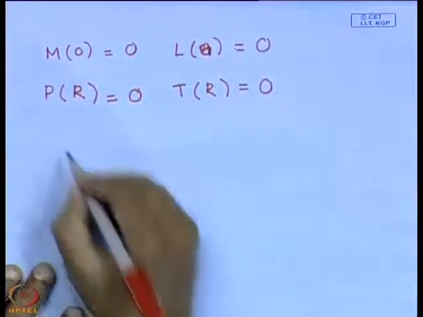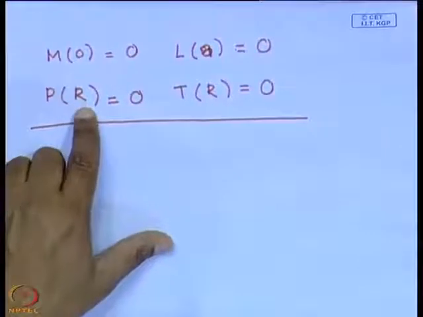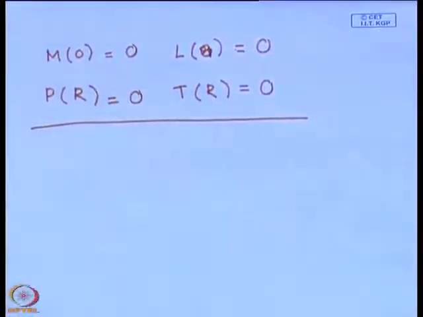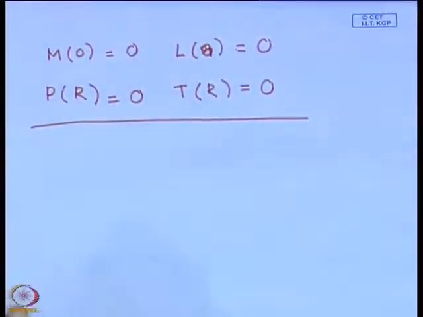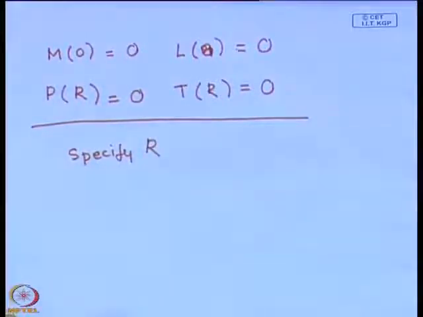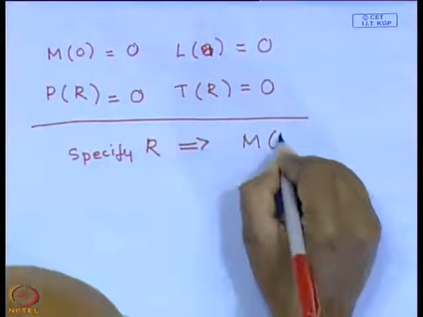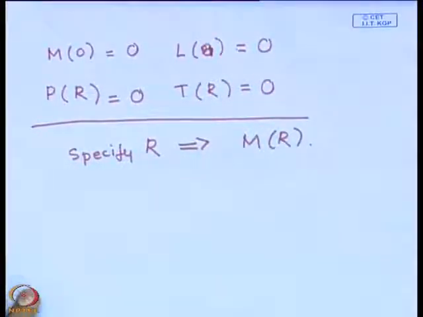What one would have to do now is specify the radius of the star, because those are the points where you want to set these two to 0. One would have to specify the radius of the star, and by solving these equations, you would get the mass of the star, which is the m at r. But that is not typically how one would like to formulate the problem.